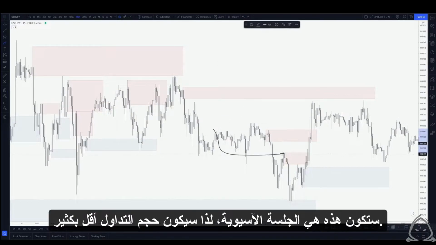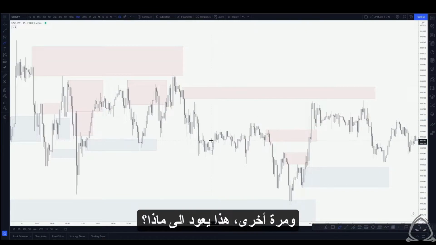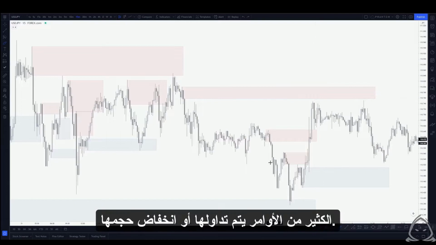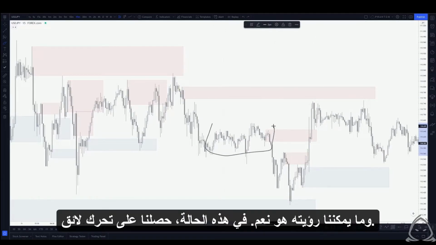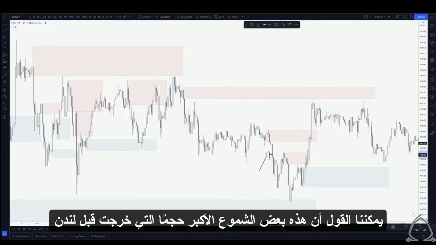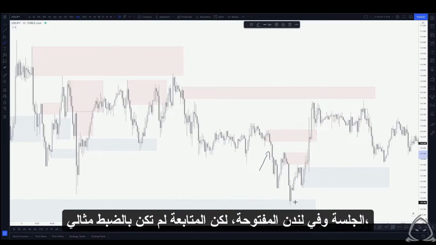So a lot less volume. And again, this goes back to what ranges imply: high momentum, fair value, lots of orders changing hands, or low volume. And what we can see is, yes, in this case, we did get a decent move out. We can argue that these are some larger candles coming out pre-London session and at the London Open.